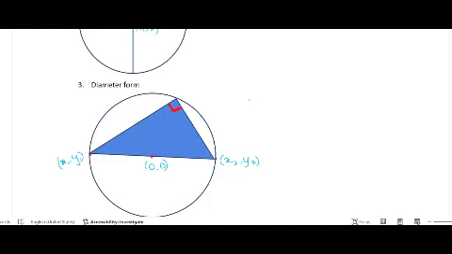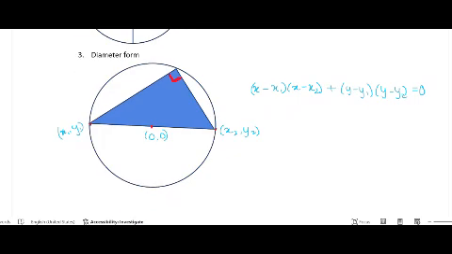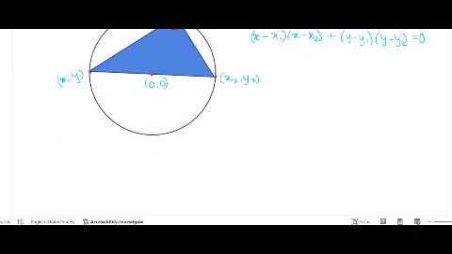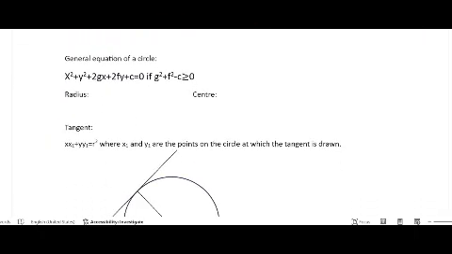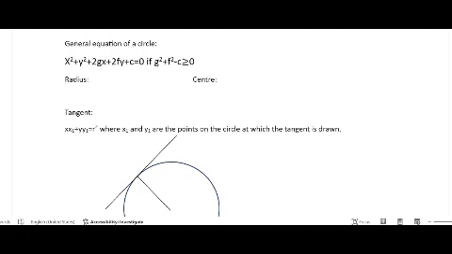So let's see. In diameter form, instead of having x square and y square, what you have is (x minus x1) into (x minus x2) plus (y minus y1) into (y minus y2) is equal to 0. No radius square, nothing, it is equal to 0. That's it. Now that we're done with these three things, you can essentially solve exercise 6.1. Let's move on to your exercise 6.2 part.